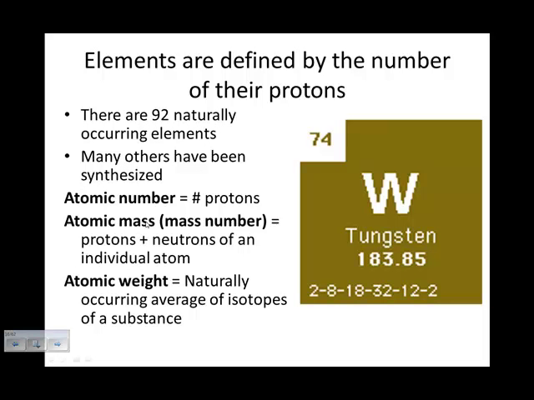Okay, elements are defined by the number of their protons. So there are 92 naturally occurring elements. Each of those different elements has a different number of protons. So if you have 7 protons like we just saw, what atom must you be? Got to have your periodic table to answer that one. You have to be nitrogen, right?